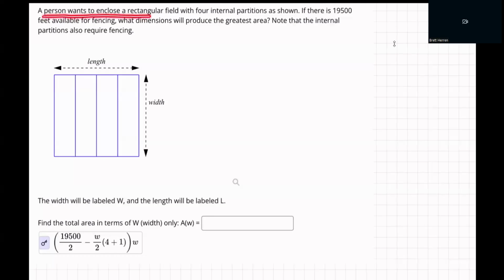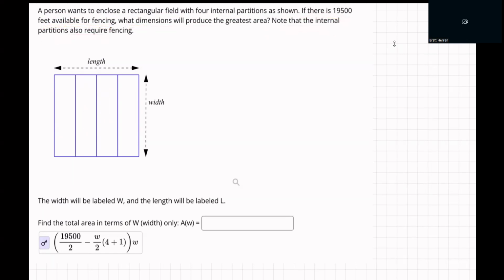A person wants to enclose a rectangular field with four internal partitions as shown. One, two, three, four. Now you might have three, two, three, four, five, six, seven, something like that. I have four. If there is 19,500 feet available for fencing, what dimensions will produce the greatest area? Note that the internal partitions require fencing.